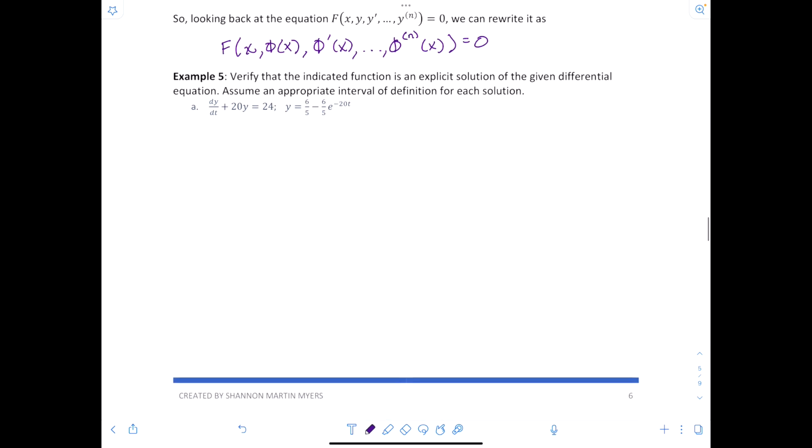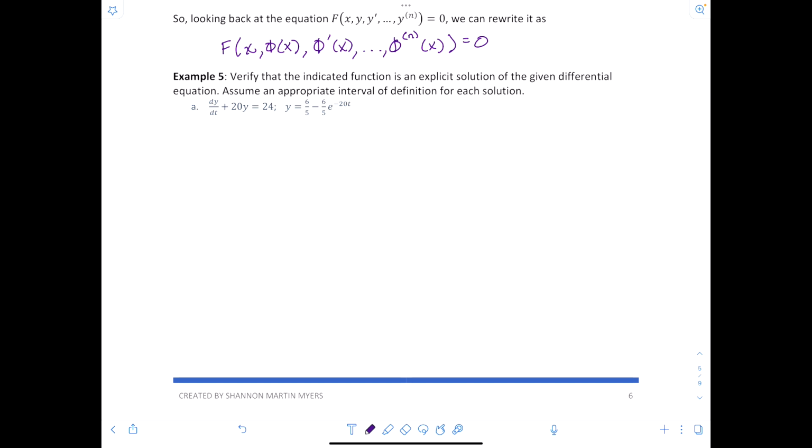All right, so for example 5, we're trucking right along here. Verify that the indicated function is an explicit solution of the given differential equation. Assume an appropriate interval of definition for each solution. All right, so our differential equation is dy/dt plus 20y equals 24. And the solution we've been given is y equals 6/5 minus 6/5 times e raised to the negative 20t.